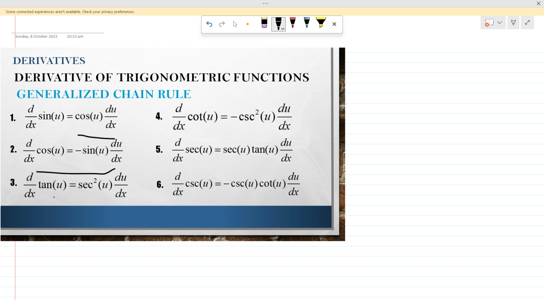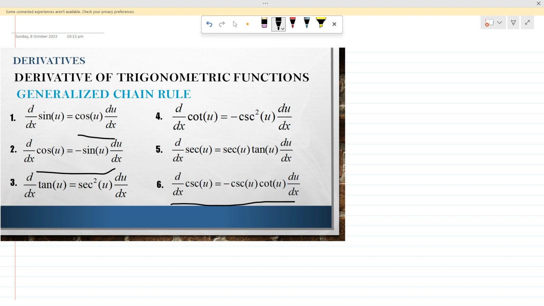So we have here tangent u, equivalent po niya is derivative po niya is secant squared u du over dx. Okay, and also we have here the derivative of the cotangent, that is negative cosecant squared u du over dx. Then secant u equals to secant u tangent u du over dx. And last po is itong ating cosecant u, equivalent po siya kay negative cosecant u cotangent u du over dx.